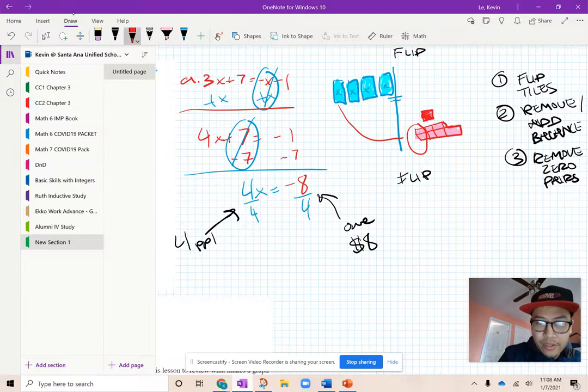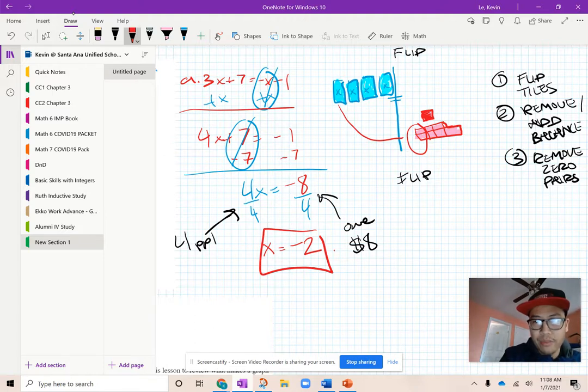Then you get x, because 4 divided by 4 is a giant 1. So it's 1x. And then 8 divided by 4, I know 8 divided by 4 is 2. But there's a negative sign here, and it's -2. That's my answer, and that's how it matches with how each x in this picture right here gets -2. Okay? So that's how you solve a linear equation.